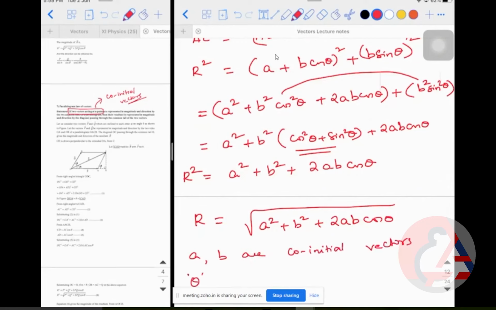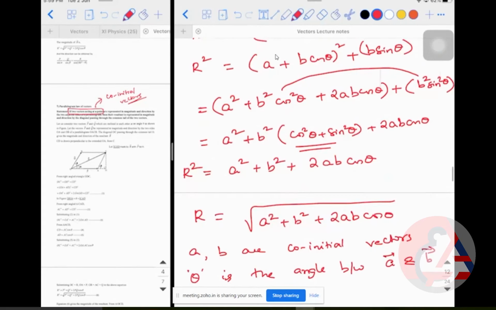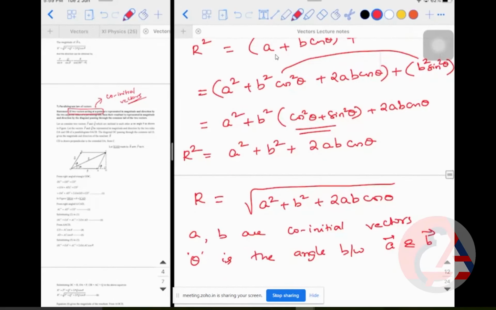And what does theta stand for? Theta is the angle between A vector and B vector. So if you know the angle between the two vectors along with the vectors themselves, then you can apply this formula to calculate the resultant, provided they are co-initial vectors. So that is what this parallelogram law states.